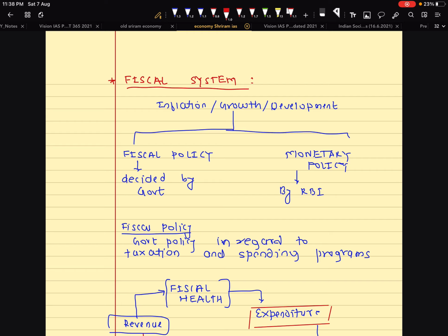So, yesterday we covered the financial market, and today we will cover the fiscal system or fiscal policy. In any economy, there are three very important things: growth and development, and inflation. These things are controlled by either fiscal policy or monetary policy. Fiscal policy is decided by the government, while monetary policy is guided by the RBI.